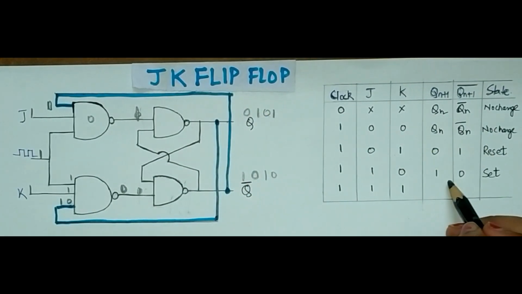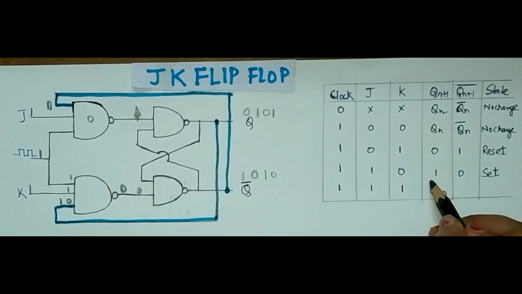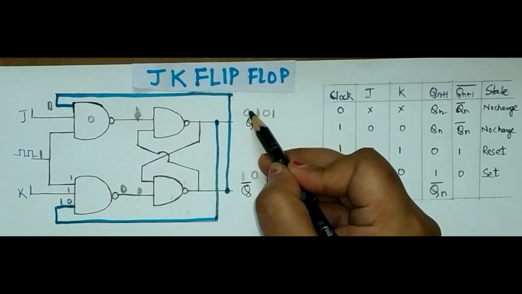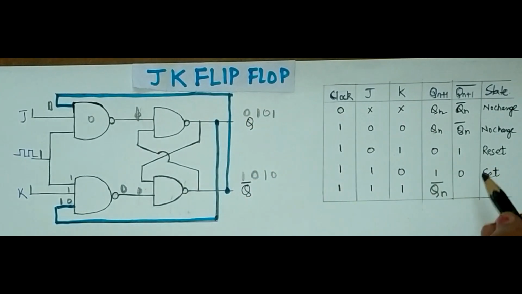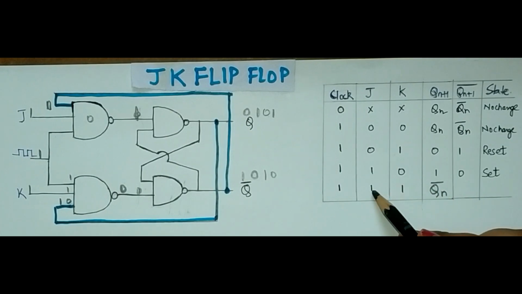So what can I write over here? What will be my next state output? It will be Qn complement, meaning the previous state complement. If I am getting 1, it is because my previous state was 0 and its complement is 1. In this way you can see what the next state of your JK flip-flop will be when the input is 1 1.